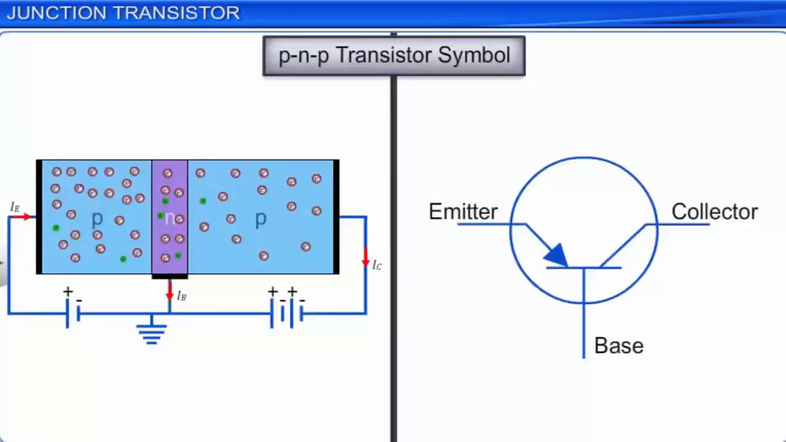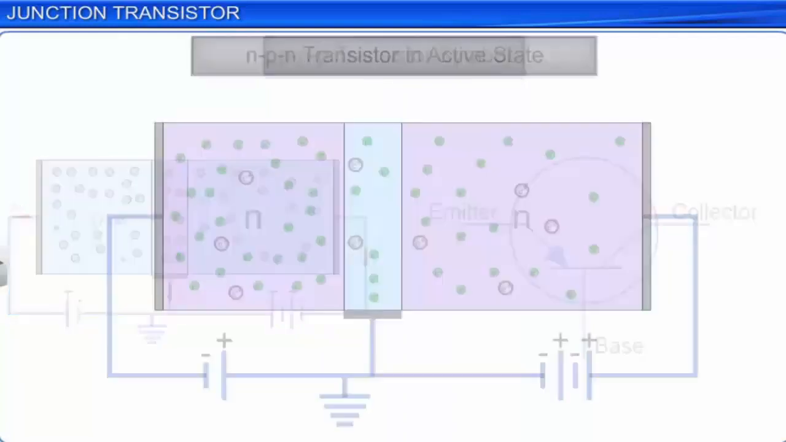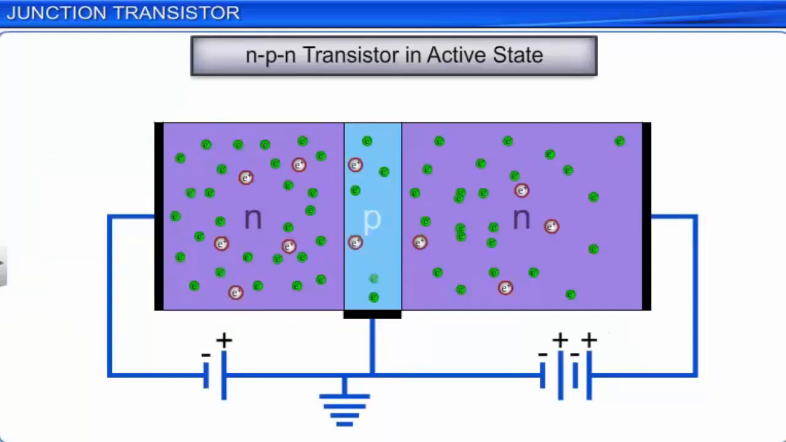Similarly, when the emitter base junction of an NPN transistor is forward biased, a large number of electrons from the emitter enter the base. This large flow of electrons from the emitter to the base constitutes the emitter current, opposite in direction to the flow of electrons. This current is equal to the current leaving the emitter from the emitter terminal connected to the battery.